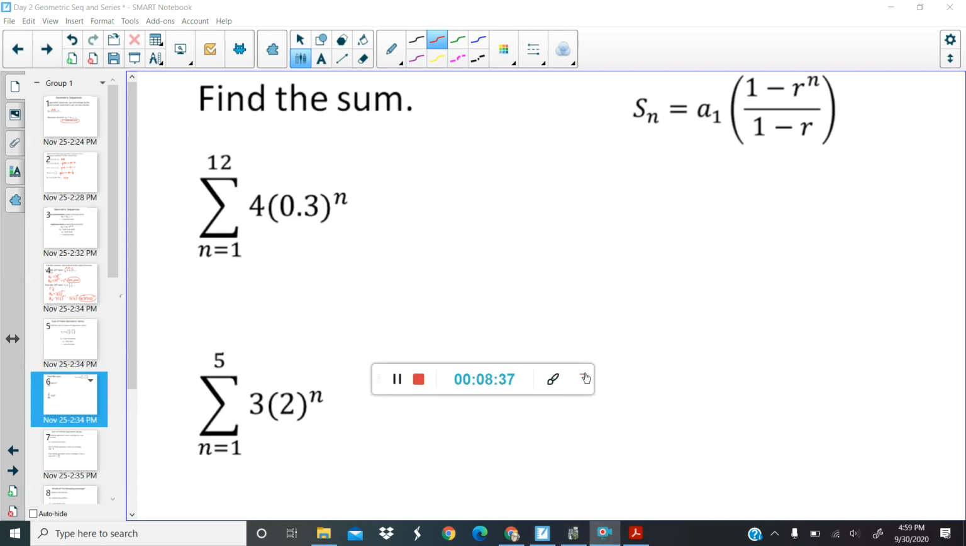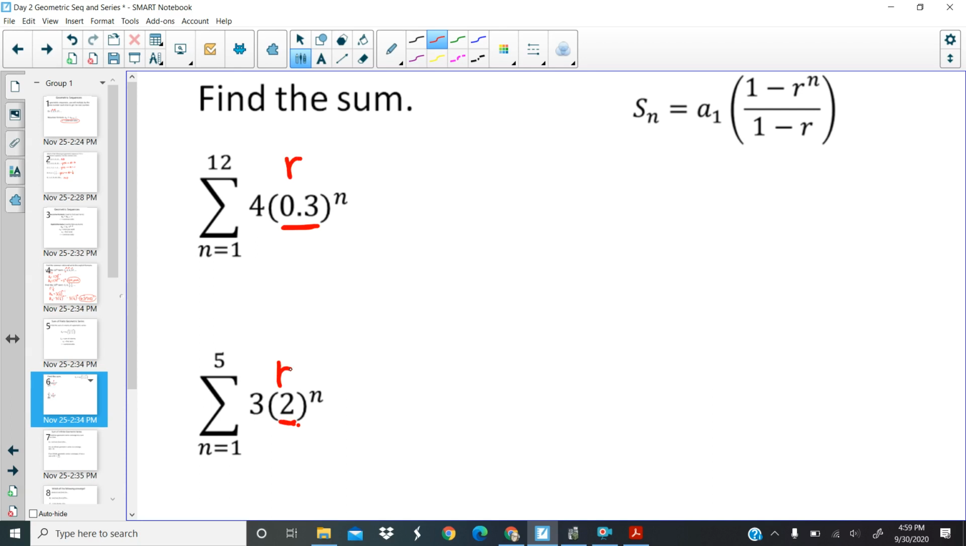Okay, so then in these, it's telling us to find the sum, and this is written in sigma notation. So it's a little bit different than if you're just given the numbers in a sequence. I'm going to start off by noting that in sigma notation, whatever the number is inside the parentheses, that's going to be your common ratio because that's the number that you're multiplying by each time.